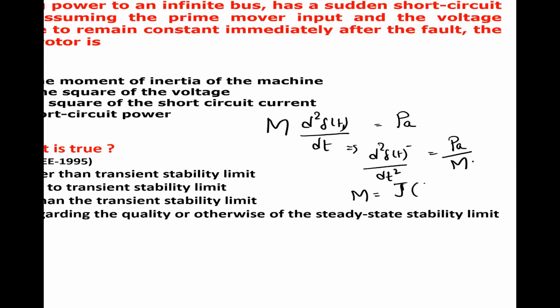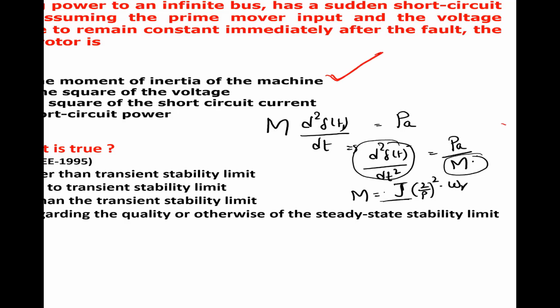J into 2 by p square into omega r. Understand? So the rotor acceleration is inversely proportional to angular momentum. The angular momentum is directly proportional to what? The moment of inertia. So the rotor acceleration is inversely proportional to the moment of inertia of the machine.